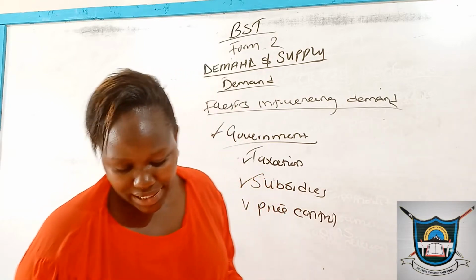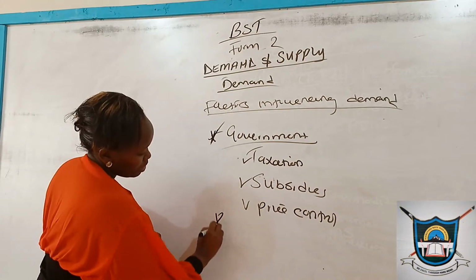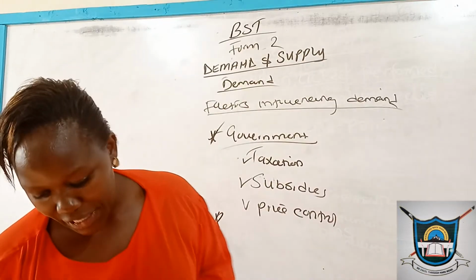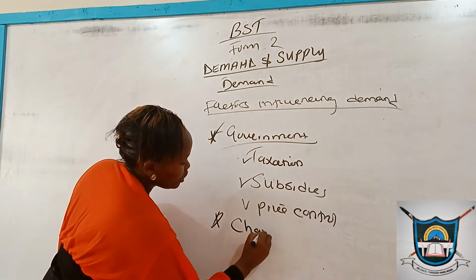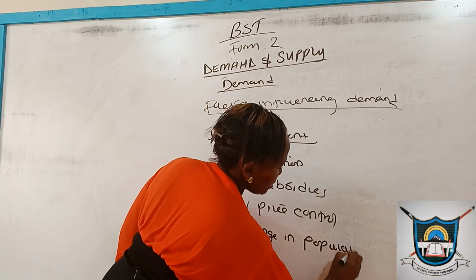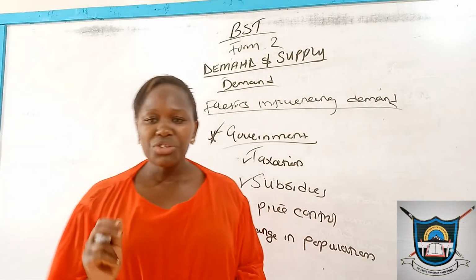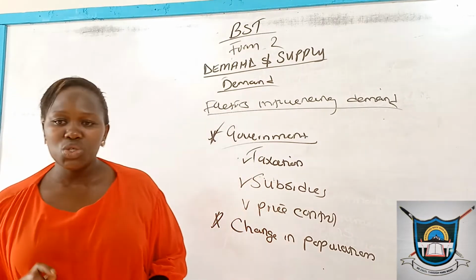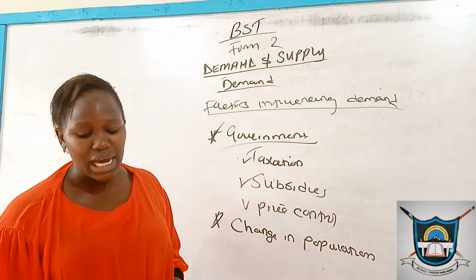Now, after that, our next factor that influences the demand is the change in population. And whose population are we talking about here? We are talking of the population of the consumers, the population of those people who are consuming that particular commodity.